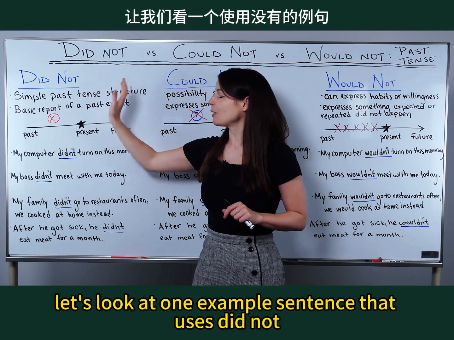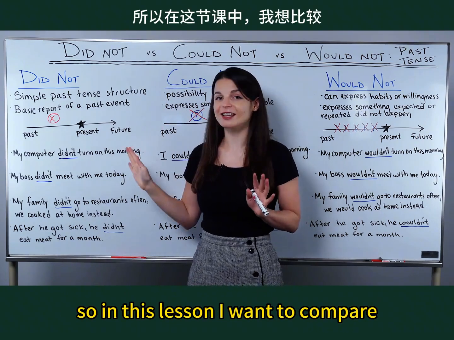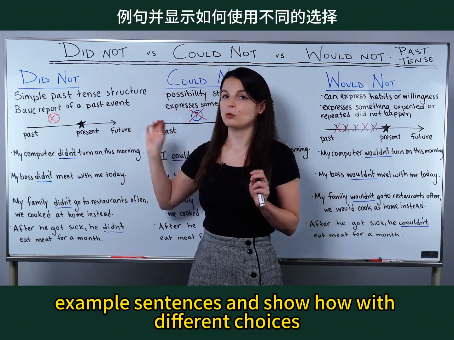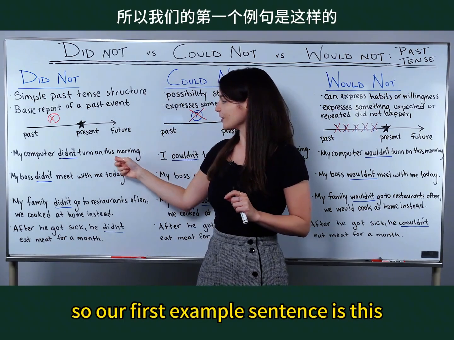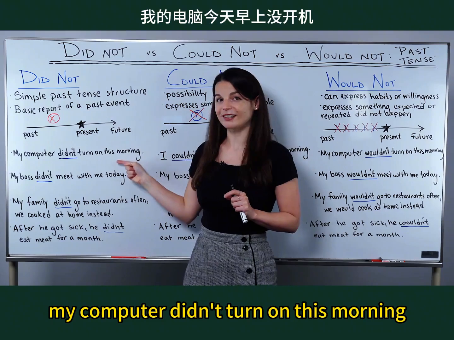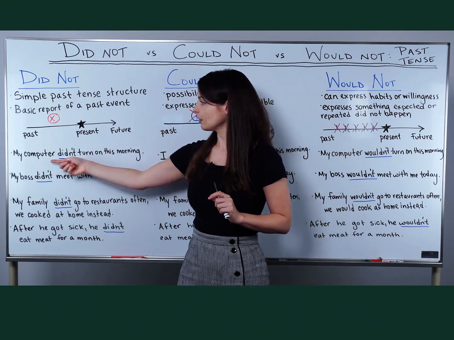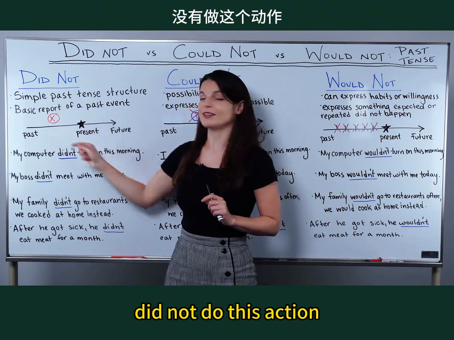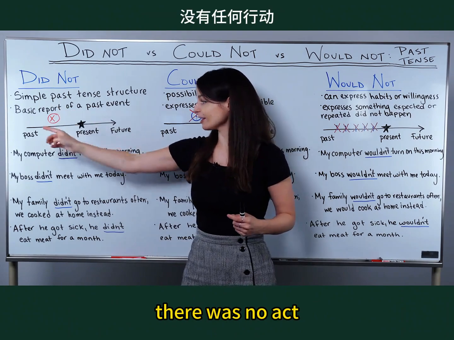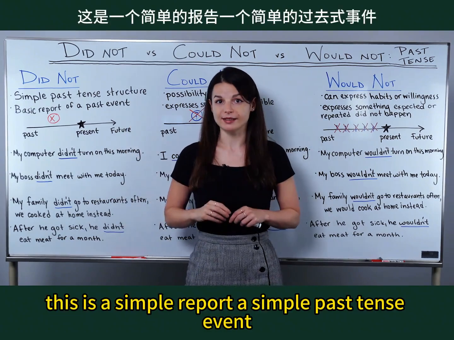Okay, so let's look at one example sentence that uses did not, and then we'll talk about the next one. So in this lesson, I want to compare example sentences and show how with different choices, we have different meanings. So our first example sentence is this one. My computer didn't turn on this morning. So this means this thing, my computer, did not do this action, or this thing simply did not happen. There was no act of turning on the computer this morning. This is a simple report, a simple past tense event.